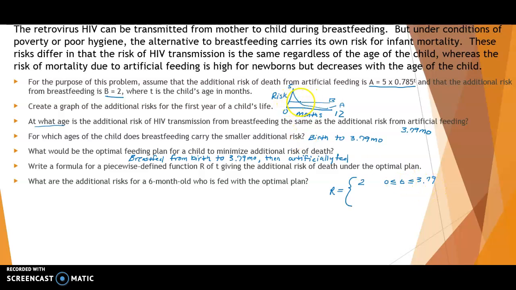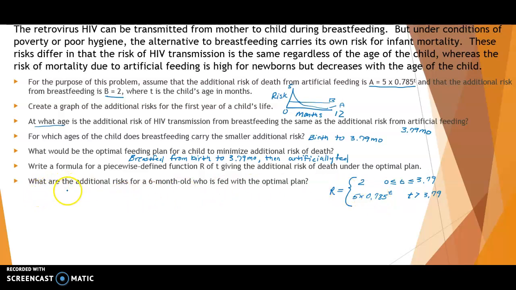After that initial time right here, then we want the child to be artificially fed. And so from that time forward, we want to use this formula. So we're going to have 5 times 0.785 to the t power. And we're using this formula anytime that the time is greater than 3.79. So we have these two ranges of values telling us which formula to use when.